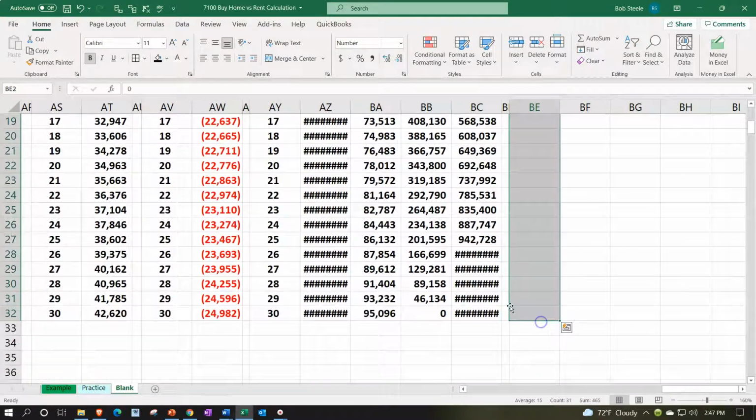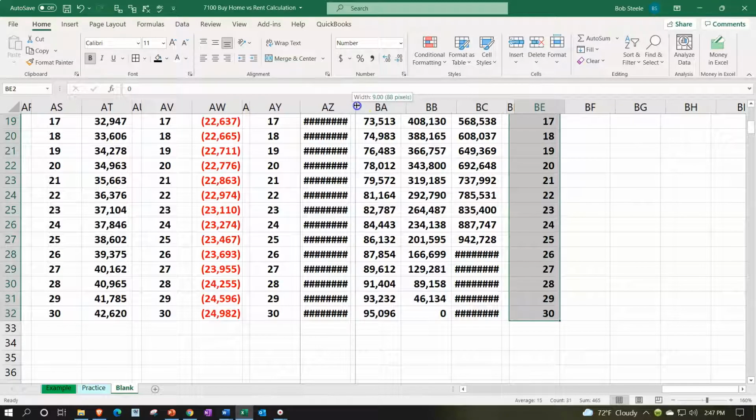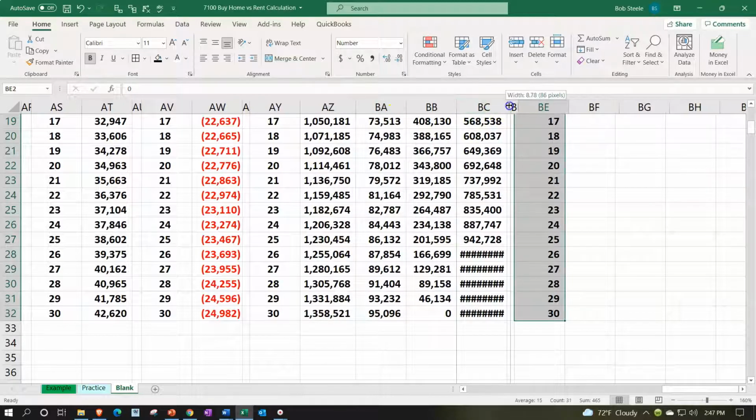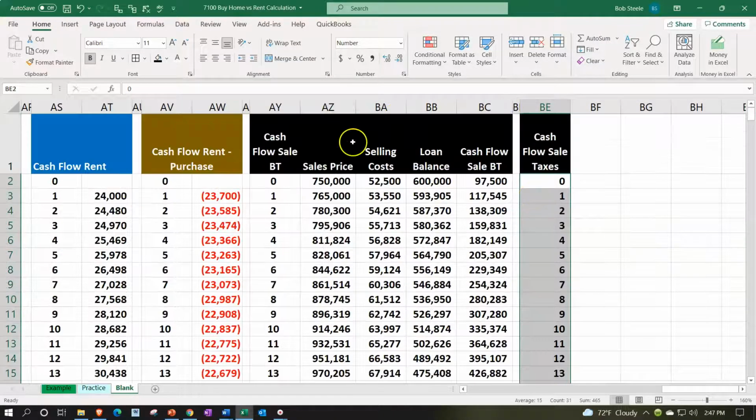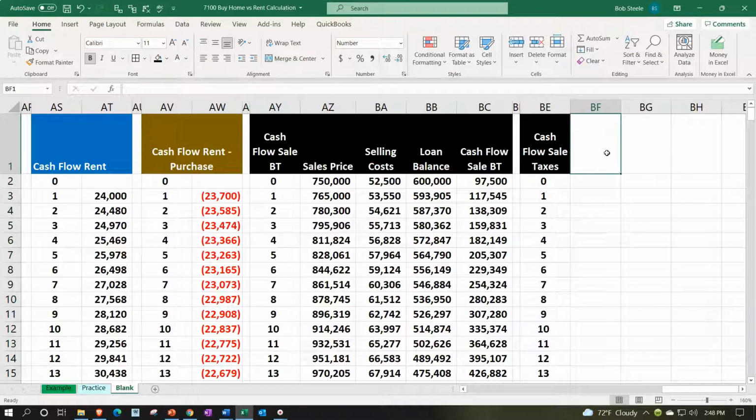We got to make these cells a little larger here. Make that one a little larger and this one a little larger. So here we got a little bit different calculation to calculate the taxes.